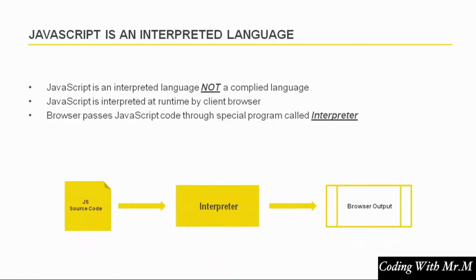As the browser goes through the JavaScript code, it passes it to a special program called an interpreter, which converts the JavaScript code to machine code, and that is understandable by the computer. The interpreter acts like a translator, like a translator who translates the French language into the English language.